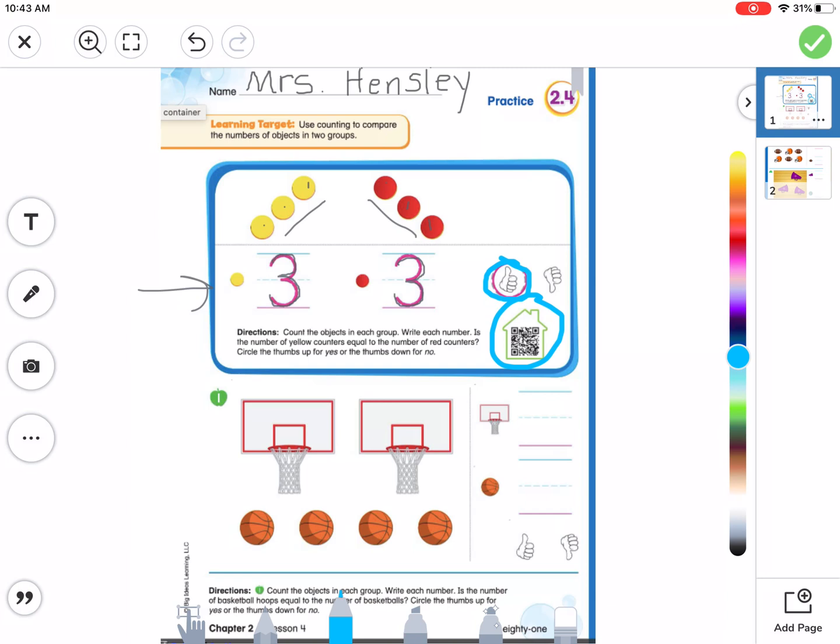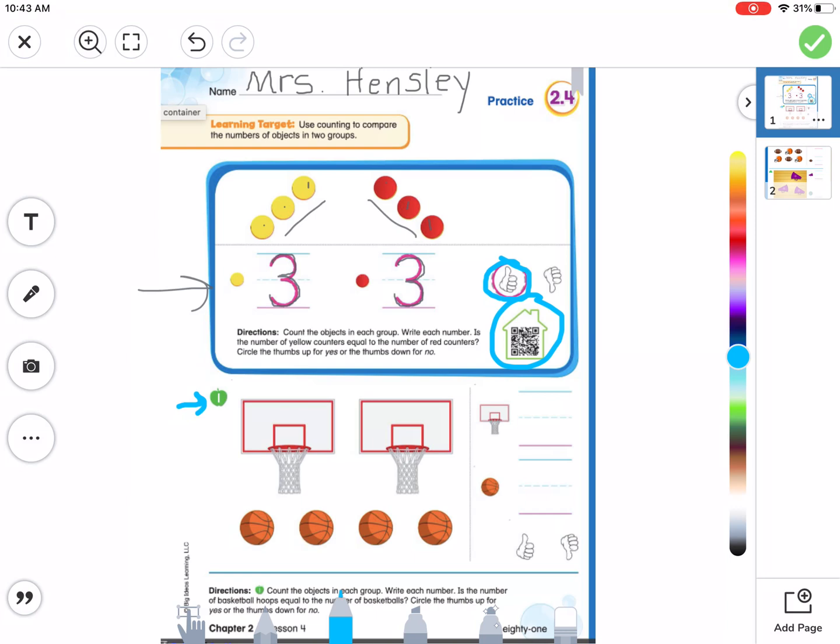I am going ahead and using this blue color so you can see better. Okay, number 1 apple right here. Count the objects in each group. Write each number. Is the number of basketball hoops equal to the number of basketballs? Circle the thumbs up for yes or the thumbs down for no.